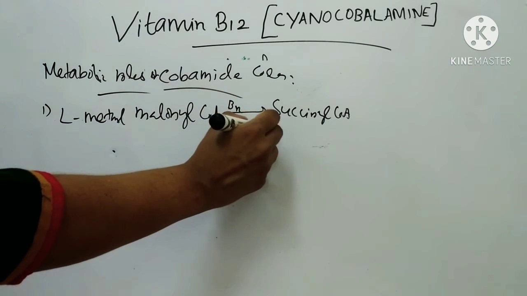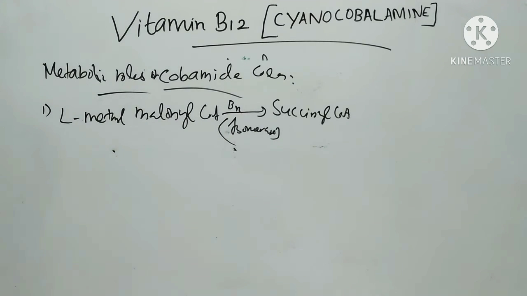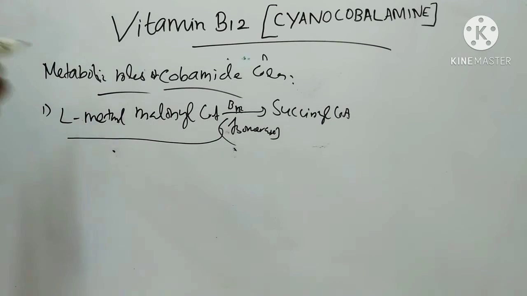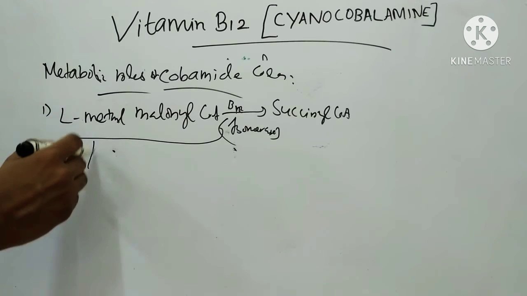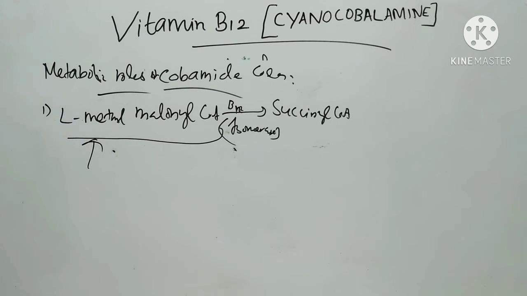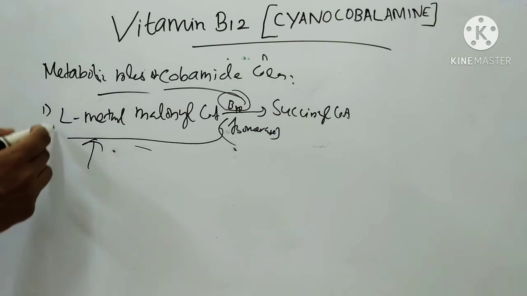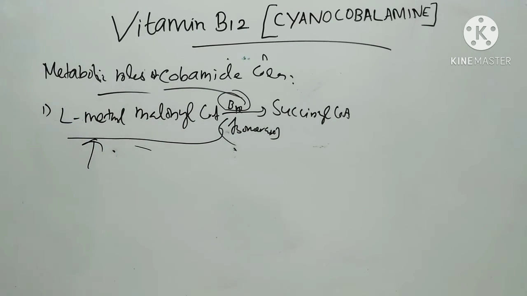The enzyme is isomerase. So in B12 deficiency, methylmalonic acid accumulates, and so excretion of methylmalonic acid in urine increases. So methylmalonic aciduria is a sensitive index of B12 deficiency.